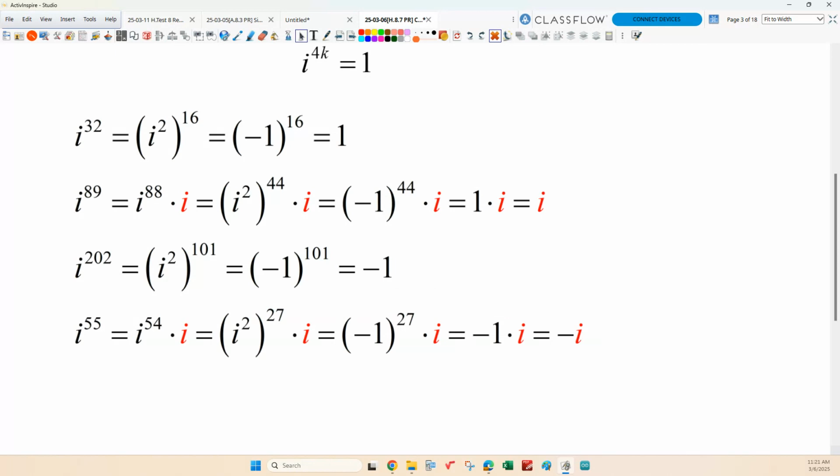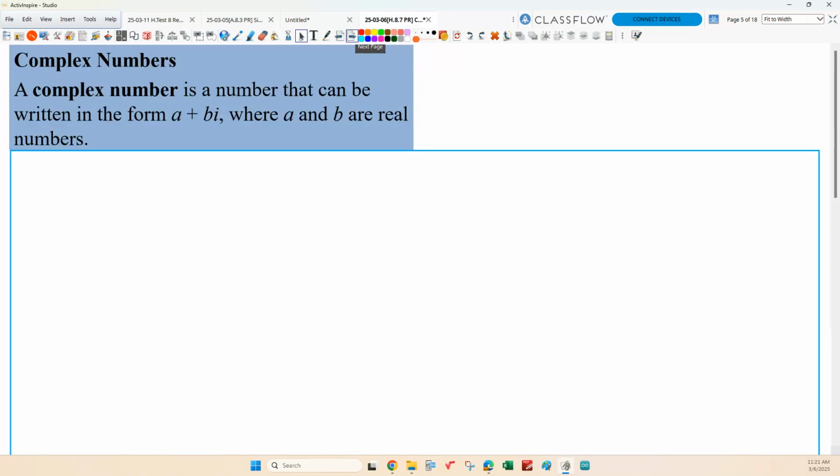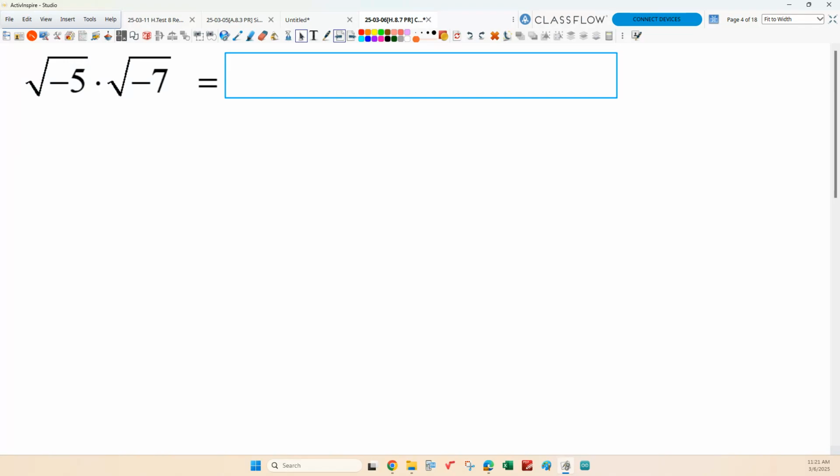Any power of I, regardless of how big, you can always simplify using one of those four patterns, one of those four strategies. I mean, they're all the same strategy, right? Okay, so what about that one? What's that equal to? What do you think?